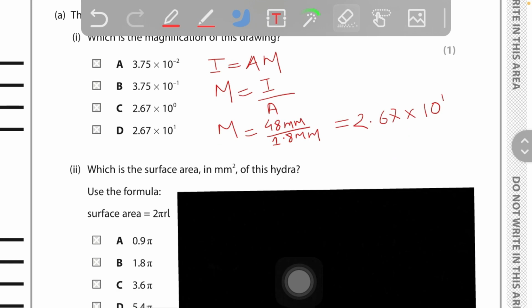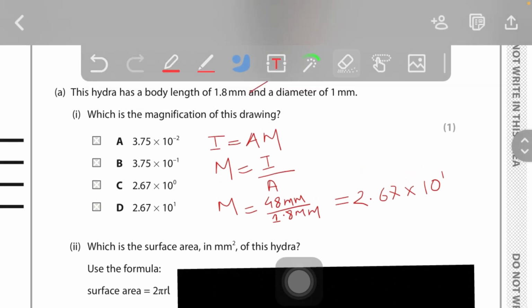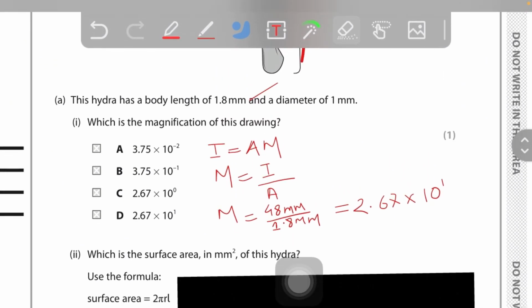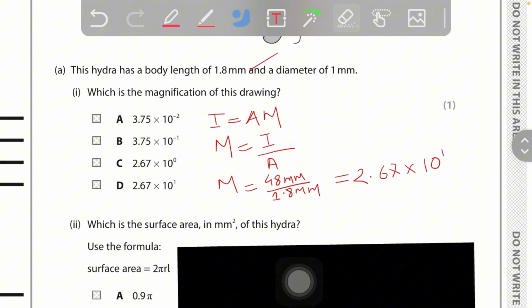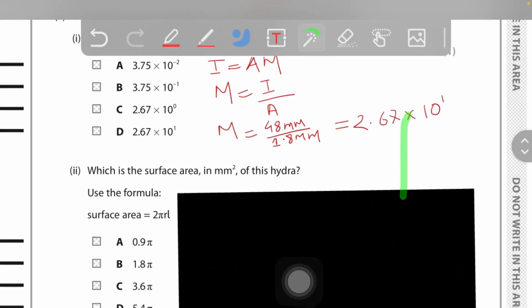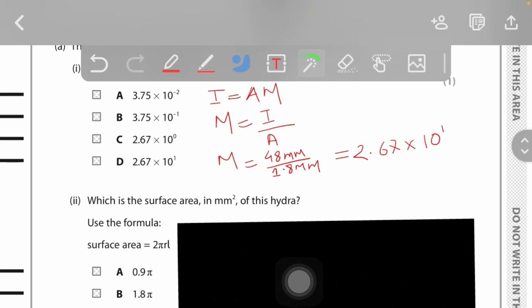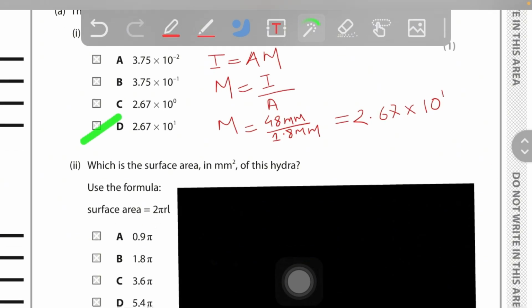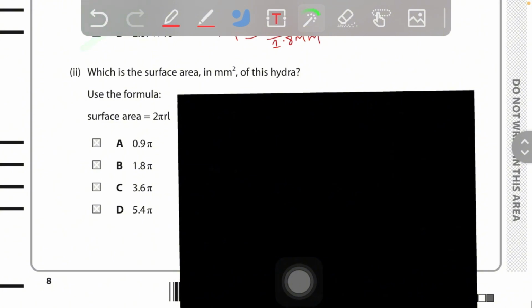Just say I equals AM. Here the 1.8 millimeter is the actual length, and I is for the image length. Image length is 48 millimeter, and the answer is 2.68 times 10 to the power 1.